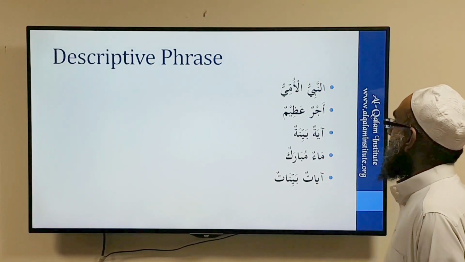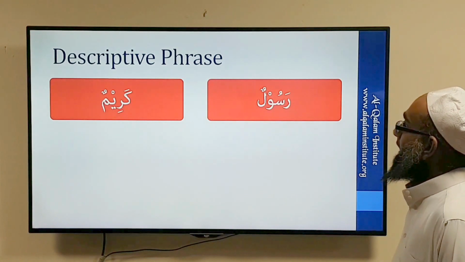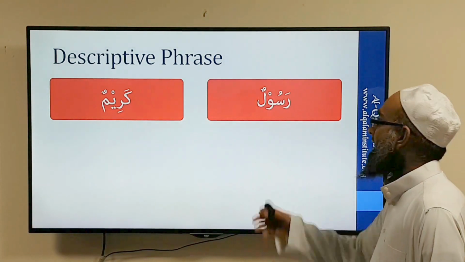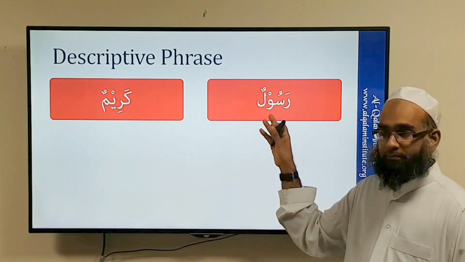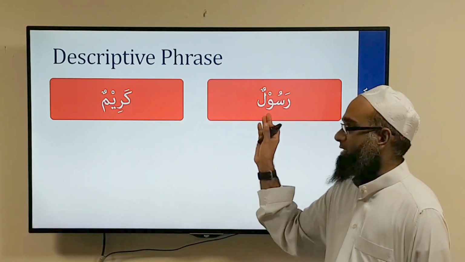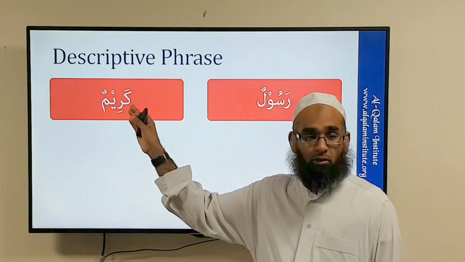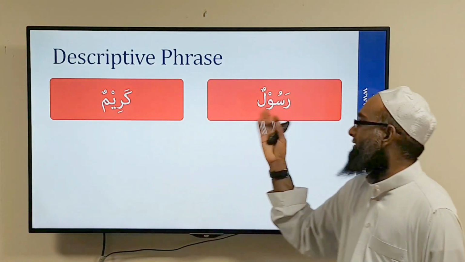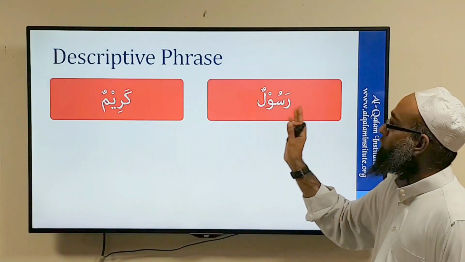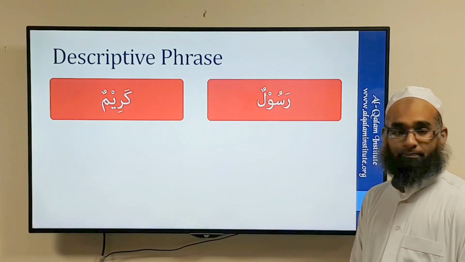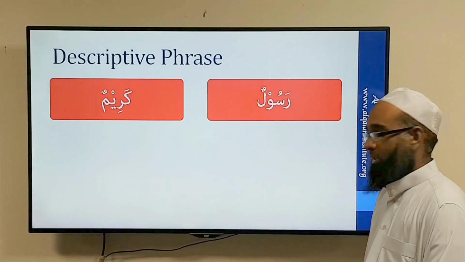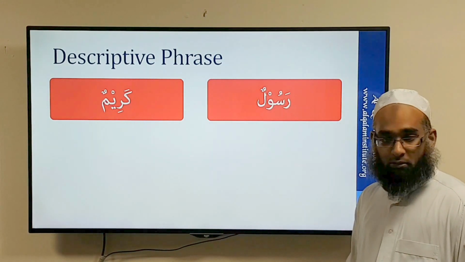Right. Now, going on. Let's do the Arabic analysis of this. Another example. Rasulun means what? A messenger. And Kareem means noble. So it's a Quranic ayah. So Rasulun Kareemun means what? How do you translate this? A noble. The Prophet is noble.